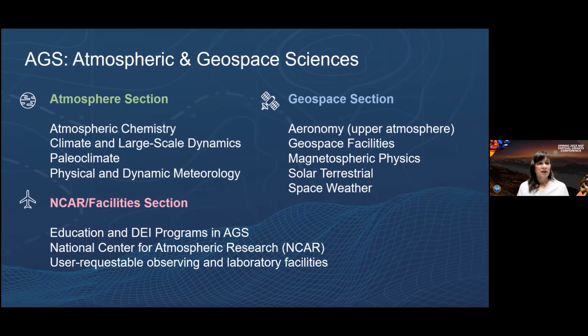Within atmosphere, we have atmospheric chemistry, climate and large-scale dynamics, paleoclimate, and physical and dynamic meteorology. For the geospace section, there's aeronomy, the geospace facilities, the magnetospheric physics, solar terrestrial, and space weather groups. The NCAR facilities section supports education and diversity programs within atmospheric and geospace sciences, as well as having the user-requested observing and laboratory facilities.